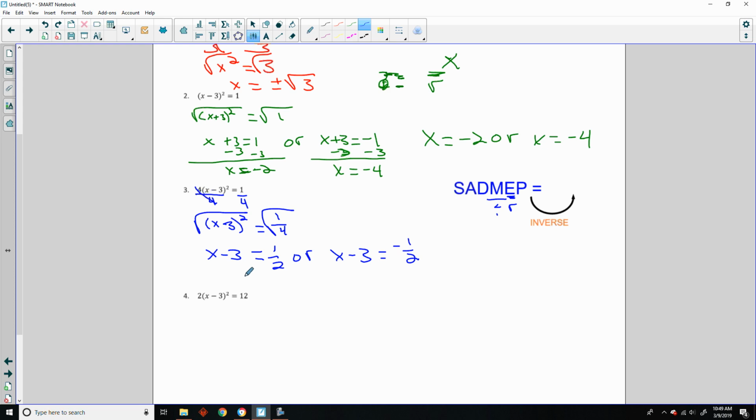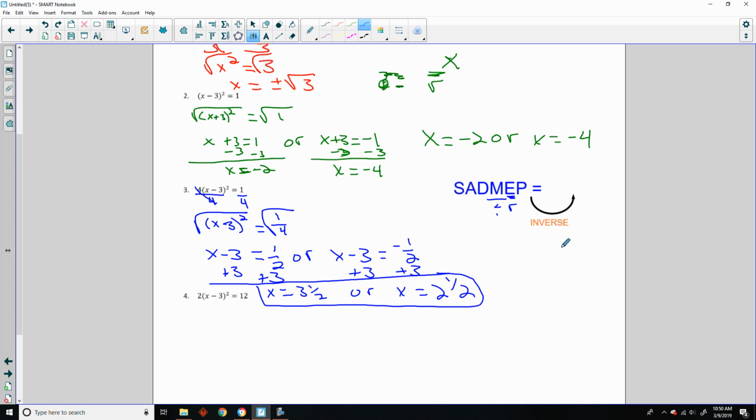Okay, I'm going to add 3 to both sides in each equation. When I do that, these cancel, and I get x equals 1/2 plus 3, which is 3 and 1/2, or x equals negative 1/2 plus 3, which is 2 and 1/2. So my answer is 3 and 1/2 or 2 and 1/2.